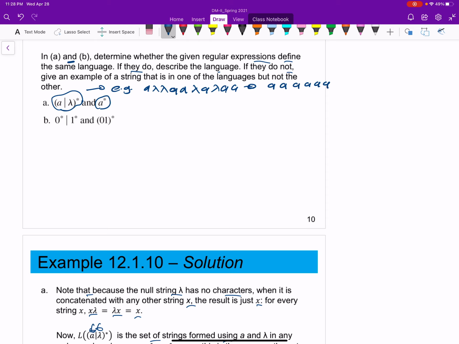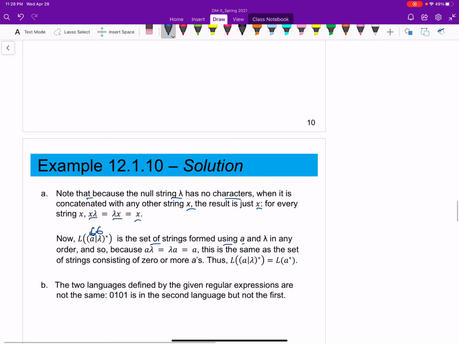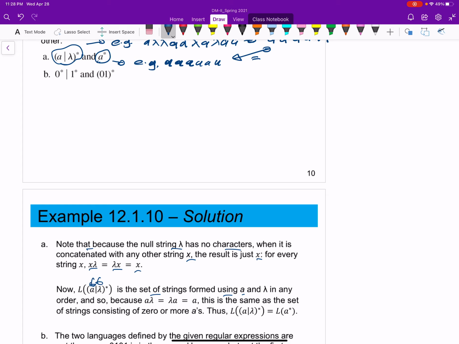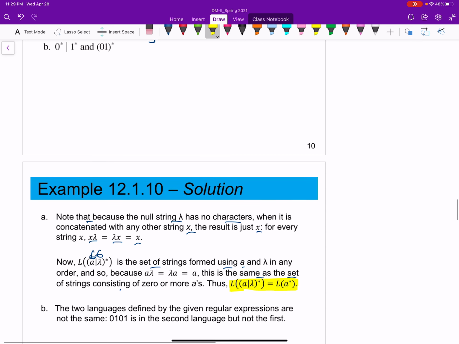In this case, an example is any number of a's. If you put 6 a's, then this will be equal to that. So these two will be equal. That's what I'm explaining here. This is the same as the set of strings consisting of zero or more a's. Thus, that equals this. So they are equal for the first case. Both languages are equal. Go to the second part.